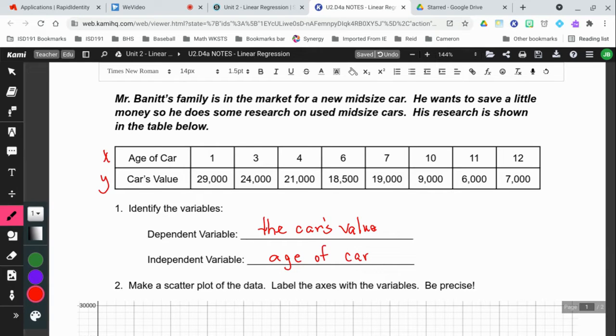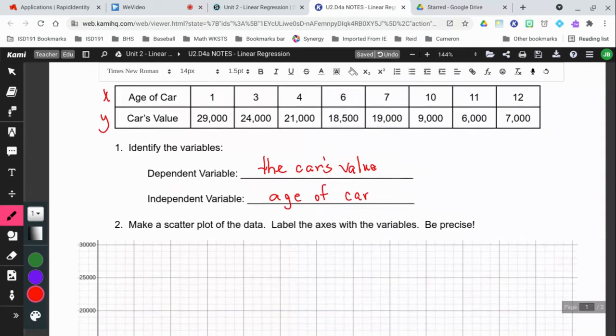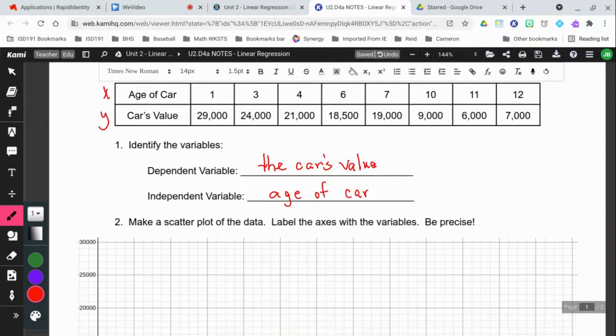All right, so anytime I ask for dependent and independent variables, I'm not looking for definitions. I want, specific to this problem, which variable is dependent, which variable is independent. All right, number 2 tells us to make a scatter plot of the data. Label the axes with the variables and be precise.